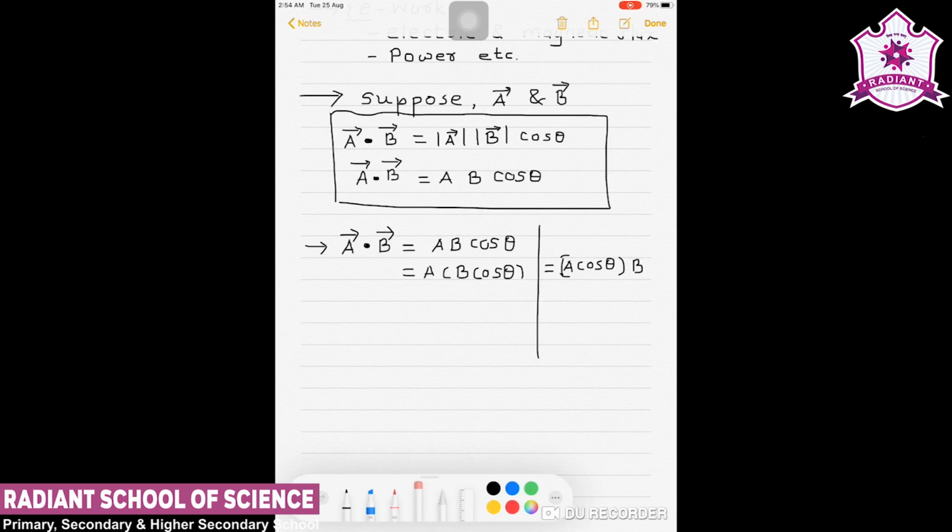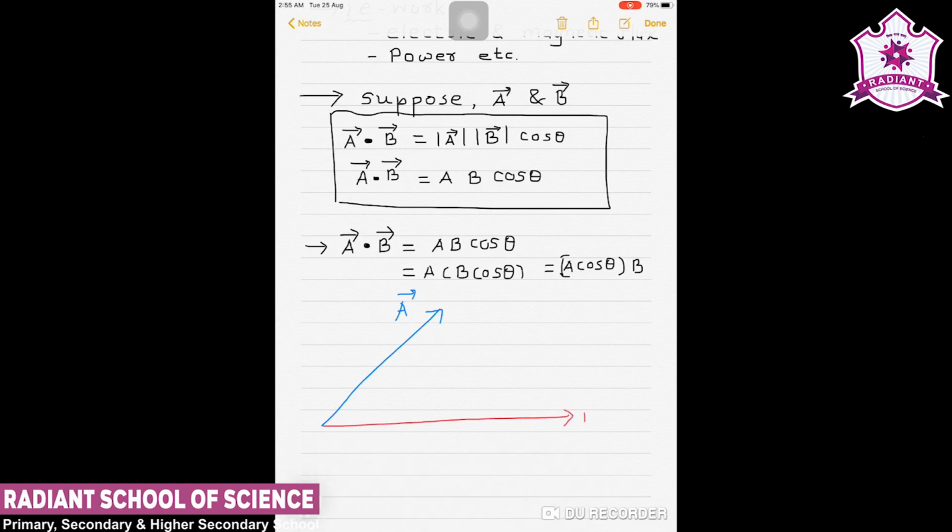Now here it is very important and interesting that what we have defined over here is a very simple thing: we have written A into B cos theta and A cos theta into B. Now what is the difference between these two? We can explain it with one simple example. Suppose I have one vector as vector A, and suppose the other vector is defined as vector B.